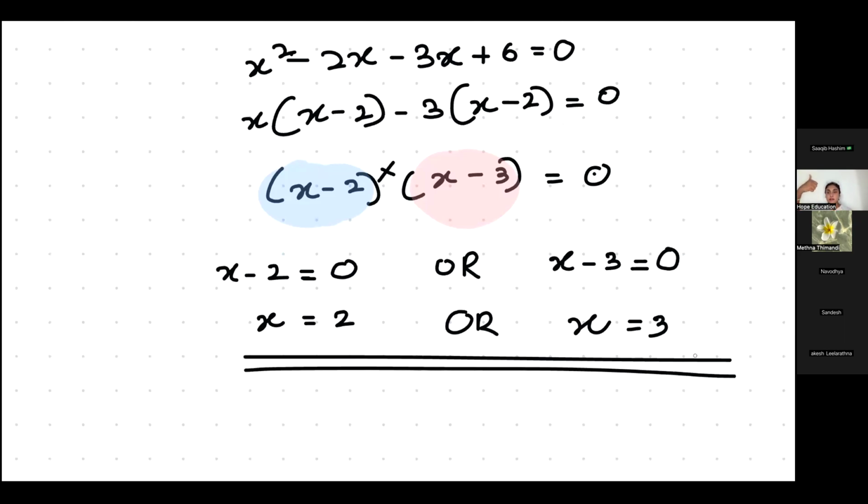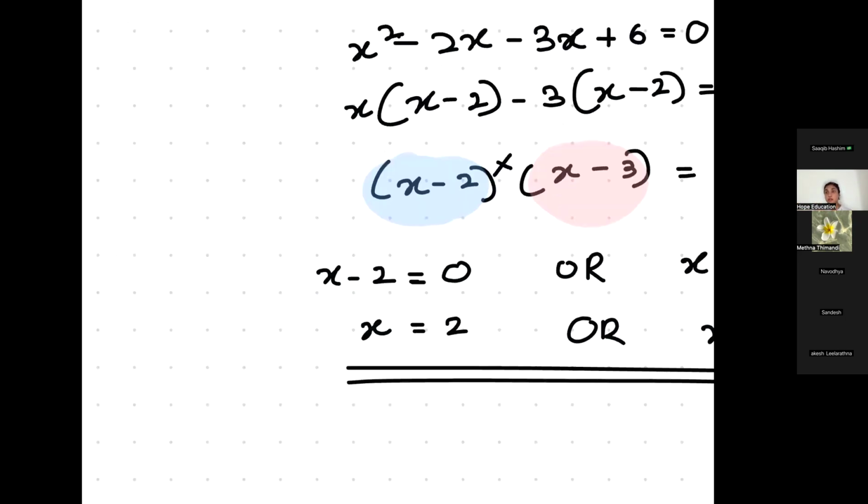Is that clear? I need a thumbs up from every one of you if you understood. If you understood, give me a thumbs up. Okay, Hiruni understood. Metna understood. Sandesh also okay. Others, Akesh okay. Lisajo okay. Navodya okay. Sakib?